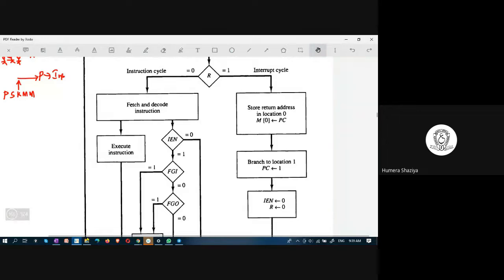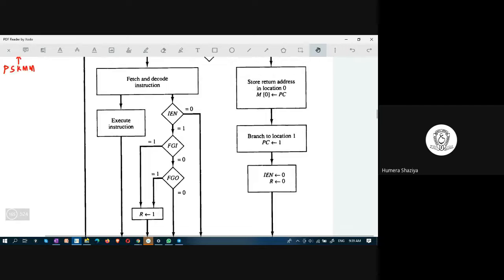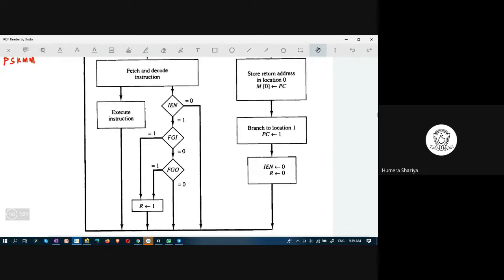Well, here the processor checks if IEN is 0. If IEN is 0, nothing has to be done. It just continues its execution. When IEN is 1, this is a decision box, a rhombus. If it is 1, it has to check whether FGI is 1 or FGO is 1.